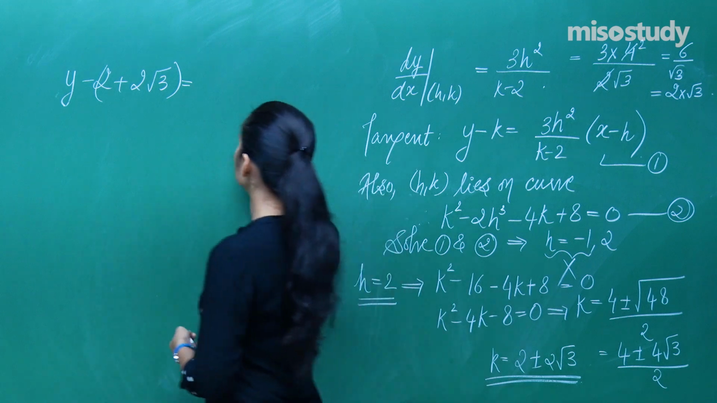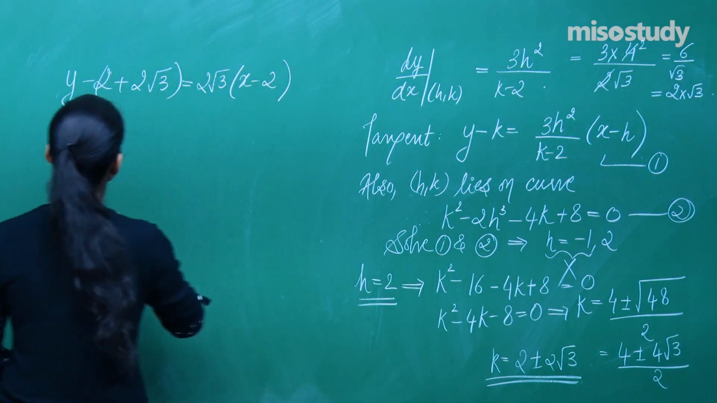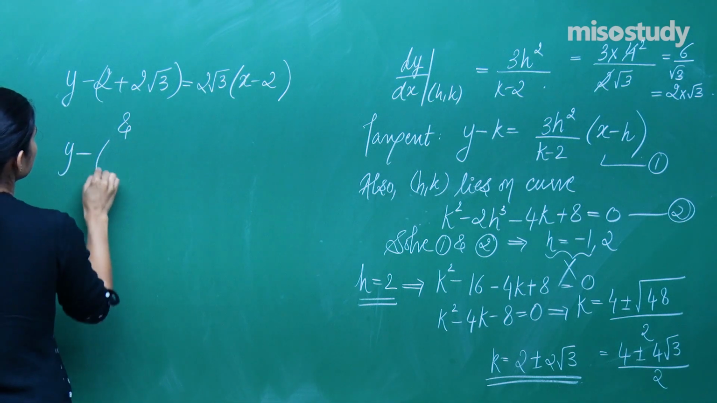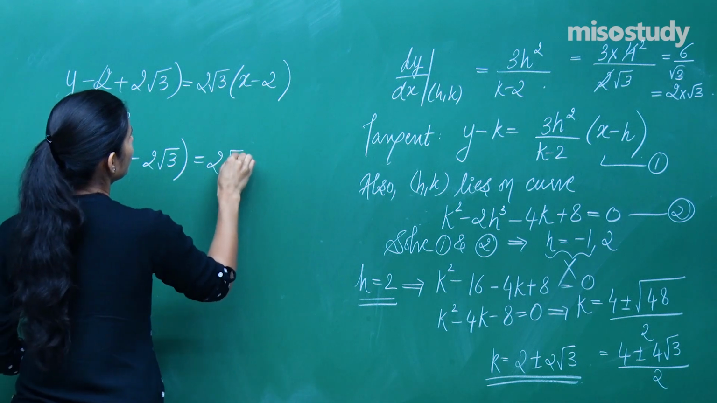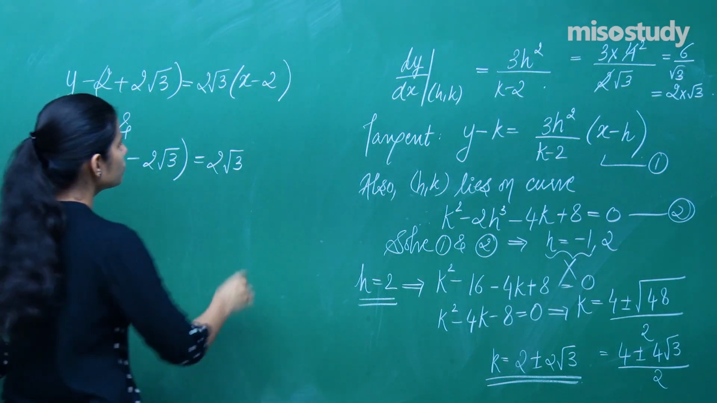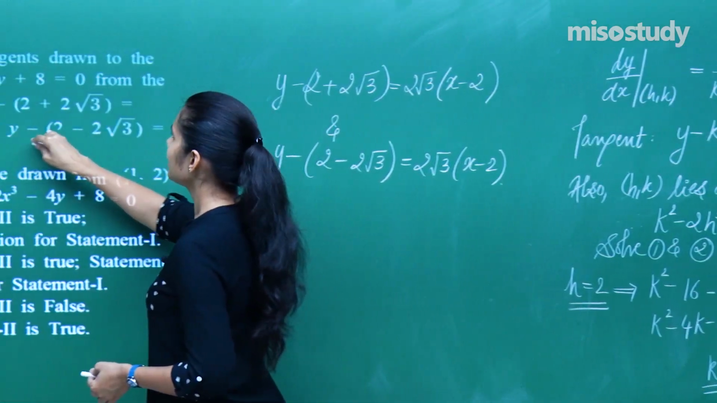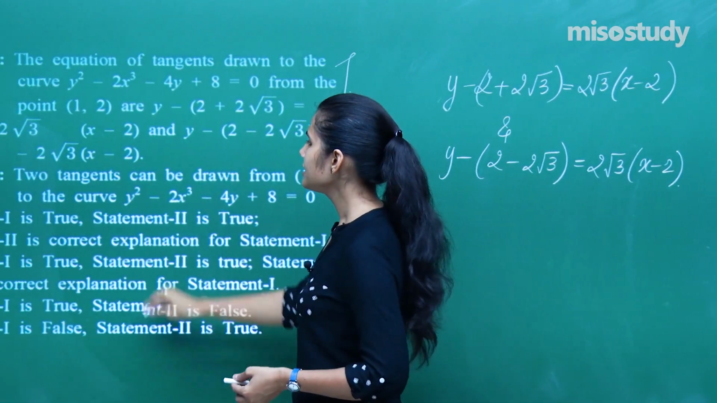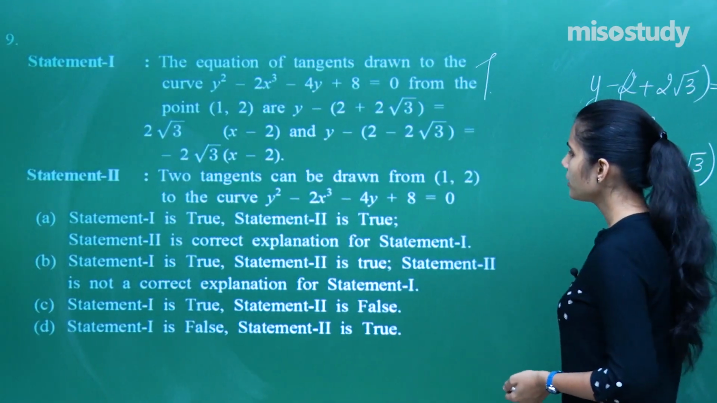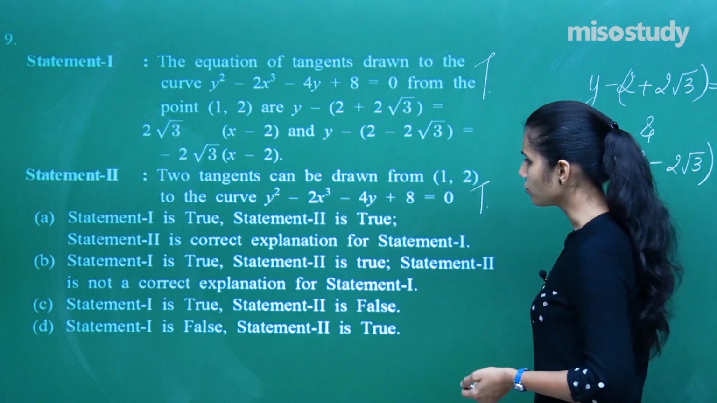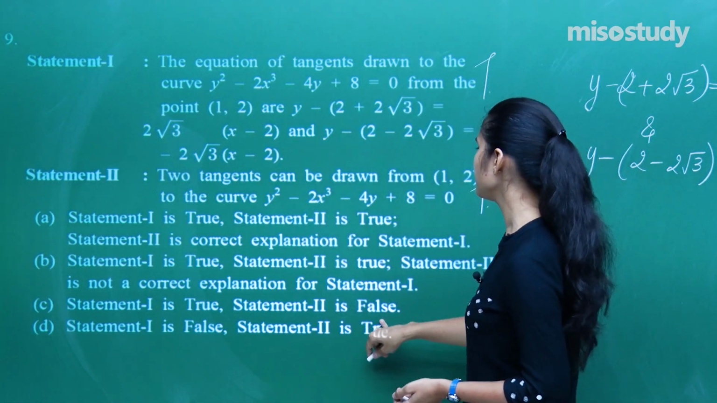So you get m, that is 2 root 3, x minus x1. And another tangent is y minus 2 root 3. This is the value of k, another one. Corresponding to it, again you get the slope 2 root 3 into x minus 2. So yes, these two are definitely the equations of the two tangents, and statement 2 says that two tangents can be drawn from 1 comma 2 to this curve. So yes, this is also true. Both the statements are true. Statement 1 is true and statement 2 is true.